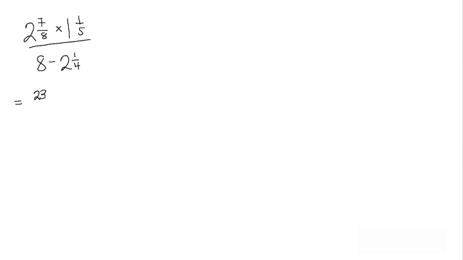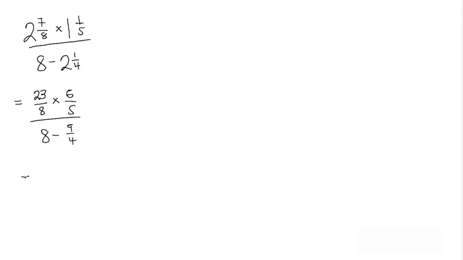So we have 23 over 8, the denominator over here, multiplied by, we'll do the same thing over here. 1 multiplied by 5 will give us 5, plus 1 will give us 6. So we have 6 on 5. Then we have our division sign. We still maintain our 8. Minus 2 multiplied by 4 will give me 8, plus 1 at the top here will give me 9 on 4.